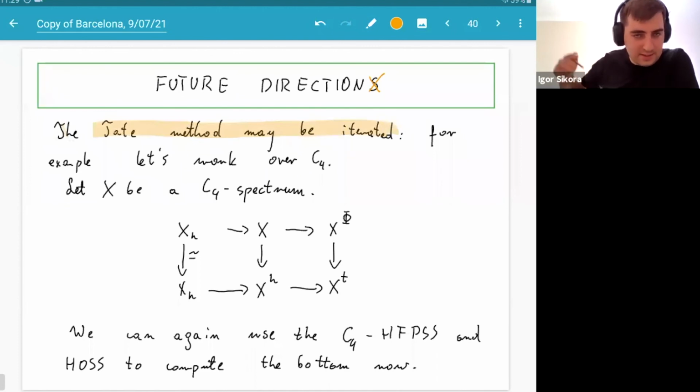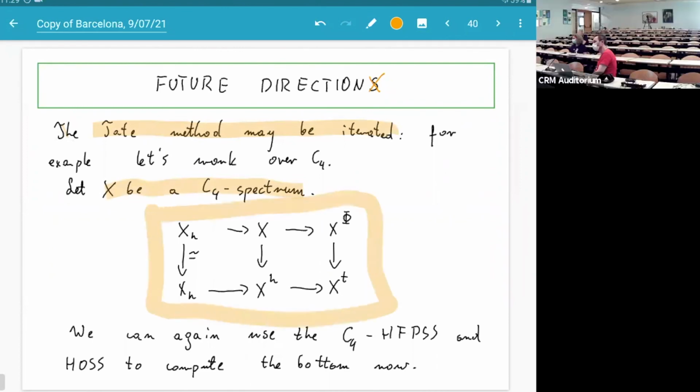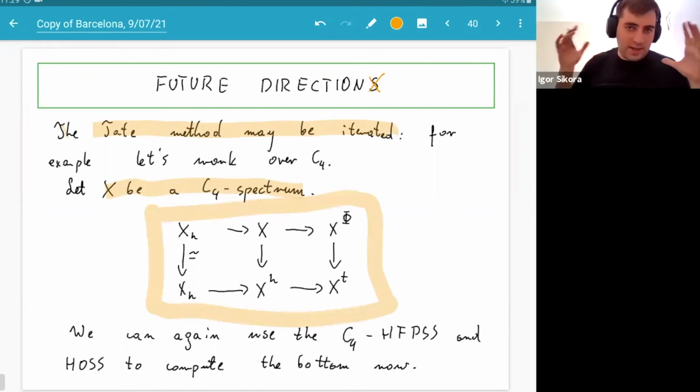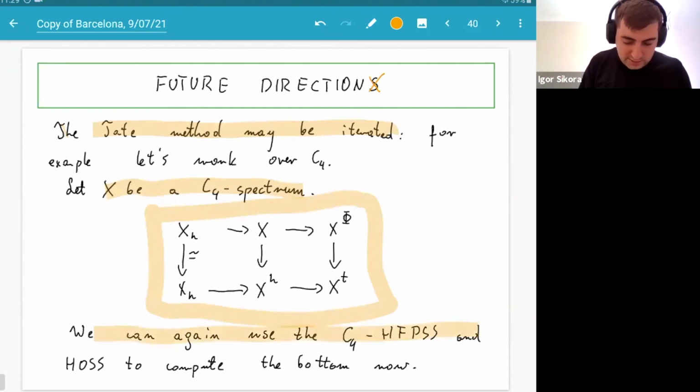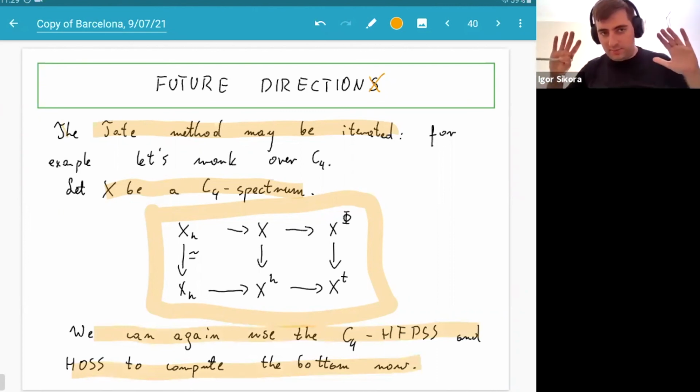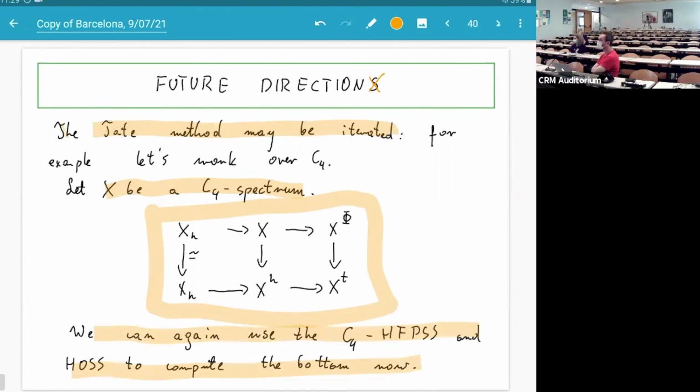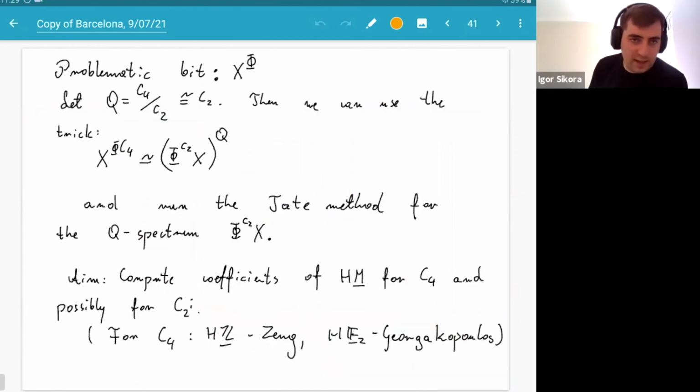For example, let's see how this iteration works over C4. Let's start with X, a C4 spectrum. Here we have the Tate diagram, and assume that we want, again, to compute C4 coefficients of X. The bottom level is, again, sorted. We have spectral sequences, so hopefully we will be able to compute them. And then by the properties of the Tate spectrum, this will be probably manageable. But there is a hard bit, which is computing the coefficients of the singular spectrum.